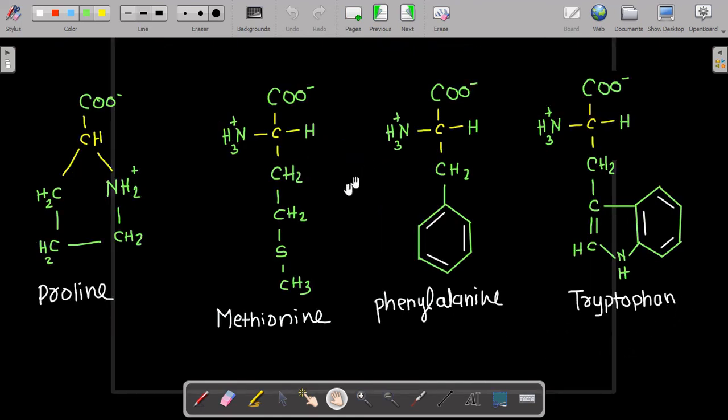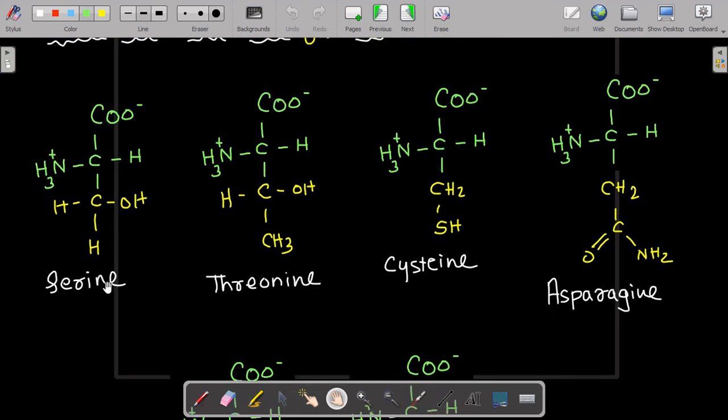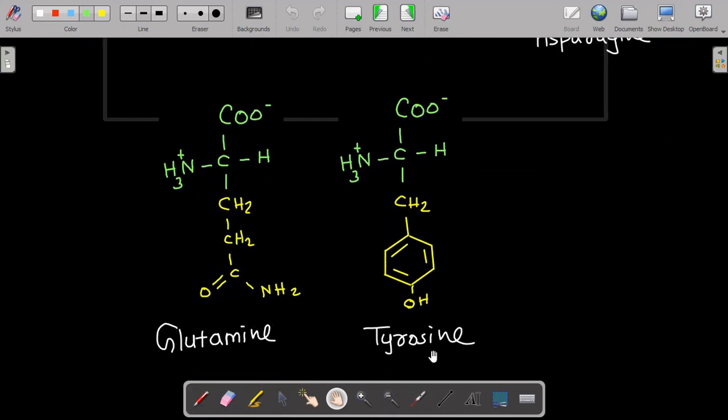And this is proline, this is methionine, this is phenylalanine, you can see aromatic rings in here, and this is tryptophan. Now let's look at the amino acids with uncharged polar side chains. This is serine, this is how its side chain looks. This is threonine, this is cysteine, this is asparagine, this is glutamine, and this is tyrosine.